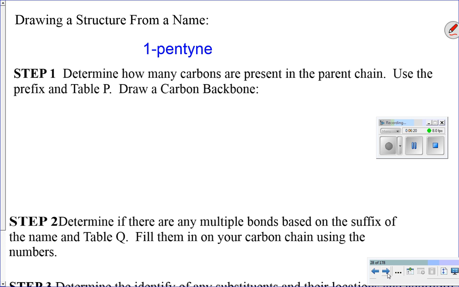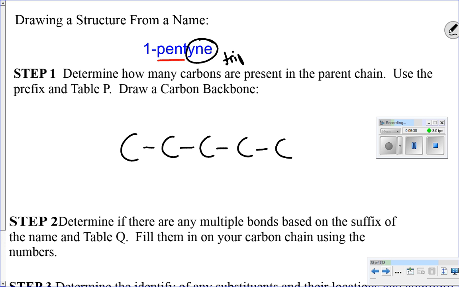1-pentyne. Pent tells me I'm going to have 5 carbons in a row. My yne ending tells me I have a triple bond according to table Q. That triple bond is going to be at my first carbon. So this one is talking about that yne ending and where that triple bond will go.